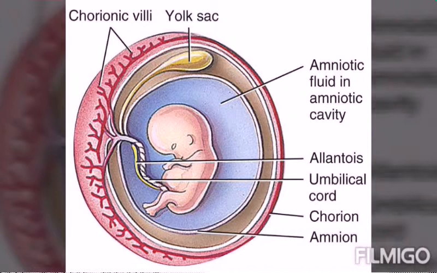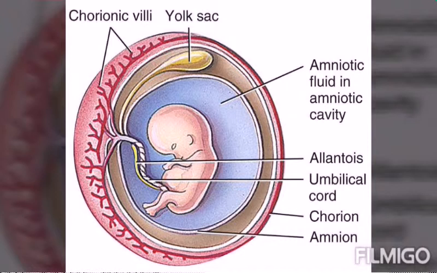The amnion is a double-layered translucent membrane filled with amniotic fluid. So first we are going to learn about the amnion. It is a double-layered translucent membrane filled with a fluid. What is the fluid name? Amniotic fluid. It provides a buoyant environment to protect the developing embryo from injury, regulates the temperature of the fetus, and provides a medium in which the fetus can move.